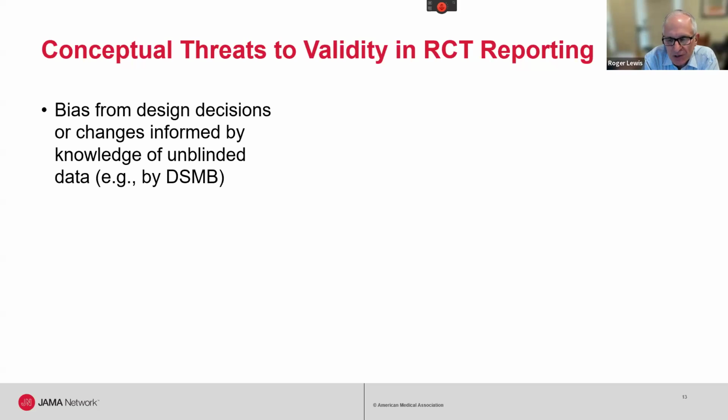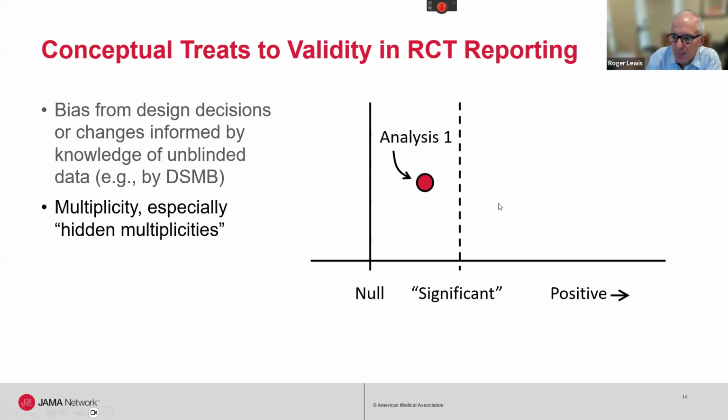So this is why DSMBs, who by necessity should see unblinded data with explicit labeling of treatment groups, never blind your DSMB, are particularly, how should I say, they should be completely firewalled from making recommendations to changes in design unless it is to stop the trial for efficacy or safety according to pre-specified rules or to protect the safety of the research participants.